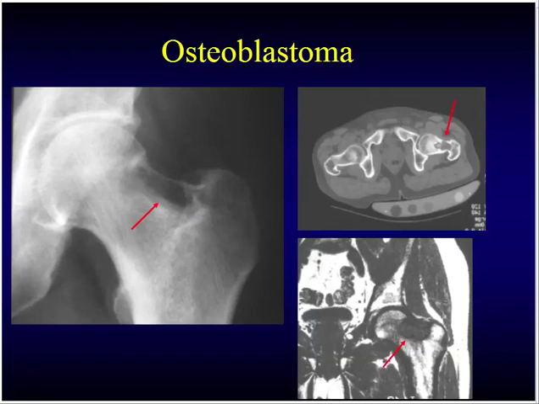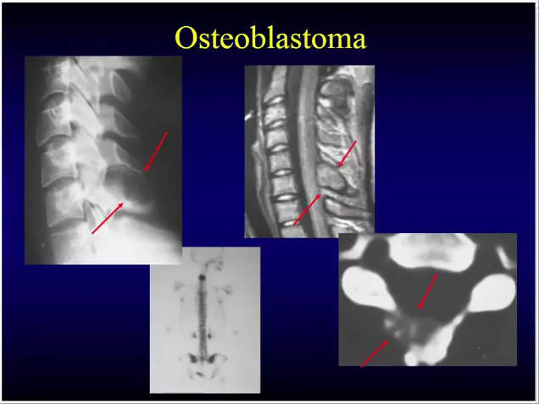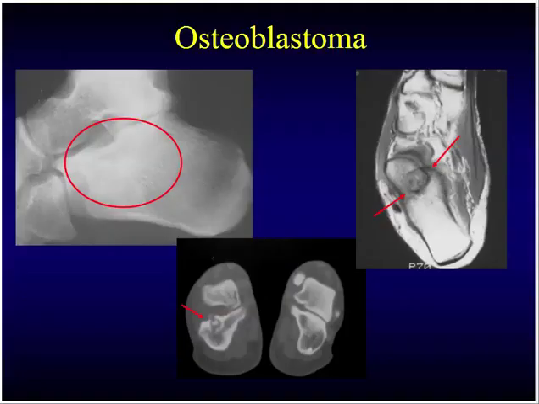Proximal femur, same thing, got sort of a sclerotic rim around it and has this dark signal on T1. Spine, posterior elements, rim around it, a little bit of mineralization within it, hot on bone scan. Calcaneus, same kind of thing. Rim around it, and some reactive bone. This one's more of a blastic one.